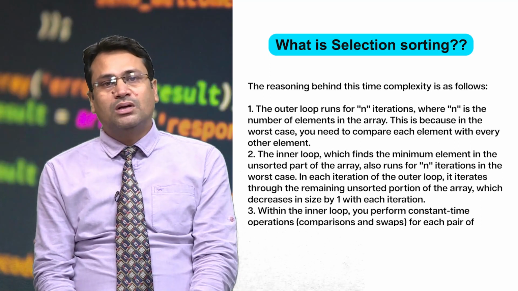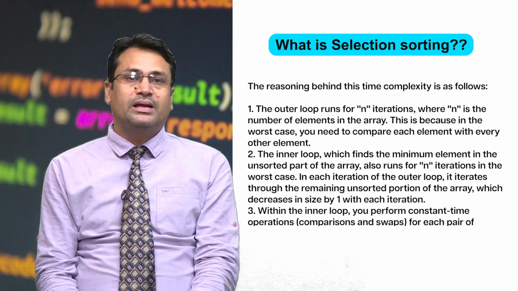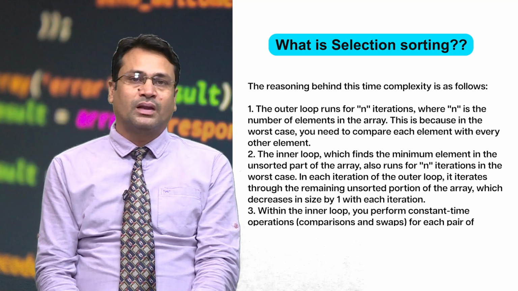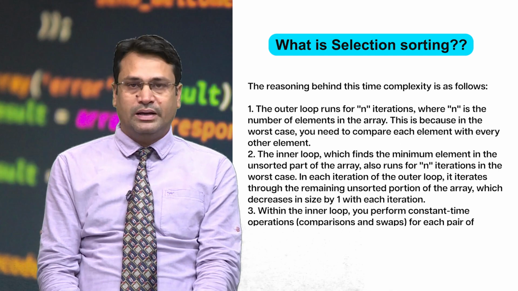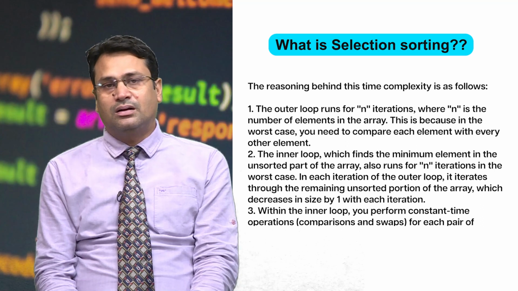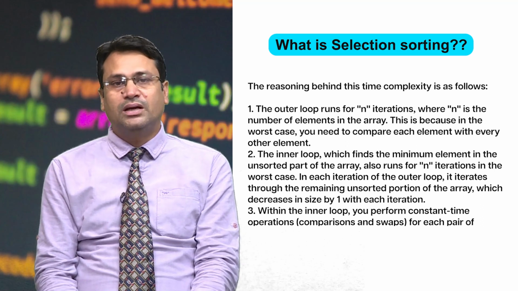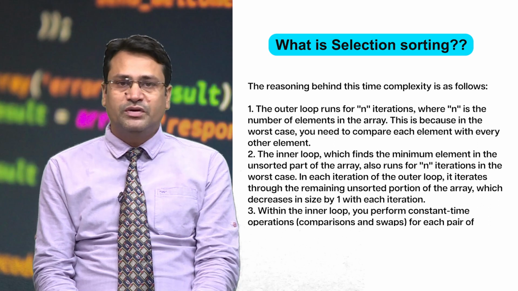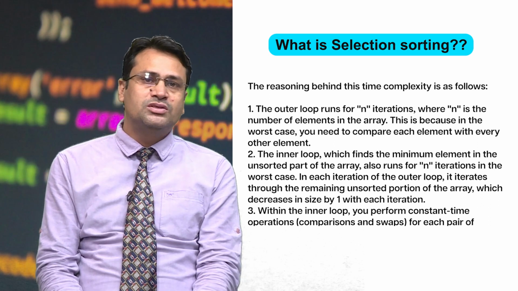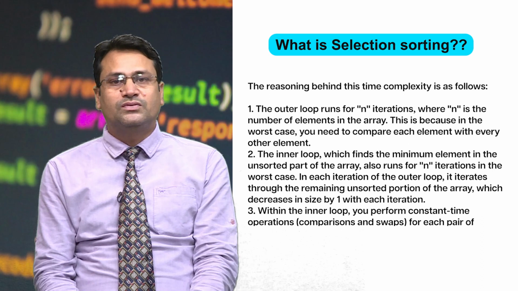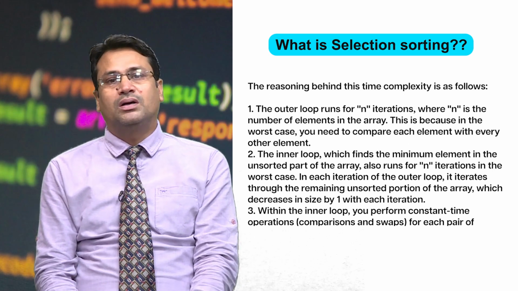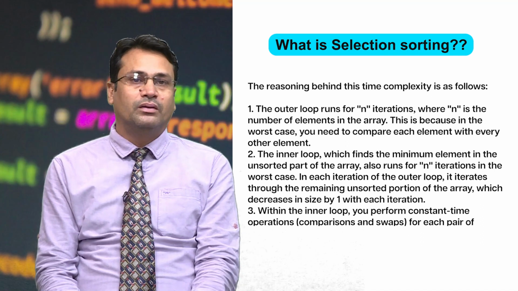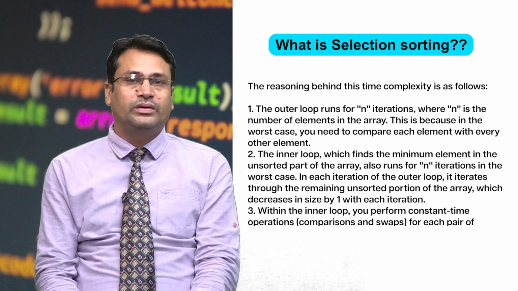First, the outer loop runs for n iterations, where n is the number of elements in the array. This is because in the worst case you need to compare each element with every other element. Second, the inner loop, that is the j loop, which I have discussed earlier, finds the minimum element in the unsorted part of the array, and also runs for n iterations in the worst case. In each iteration of the outer loop it iterates through the remaining unsorted portion of the array, which decreases in size by 1 with each iteration.